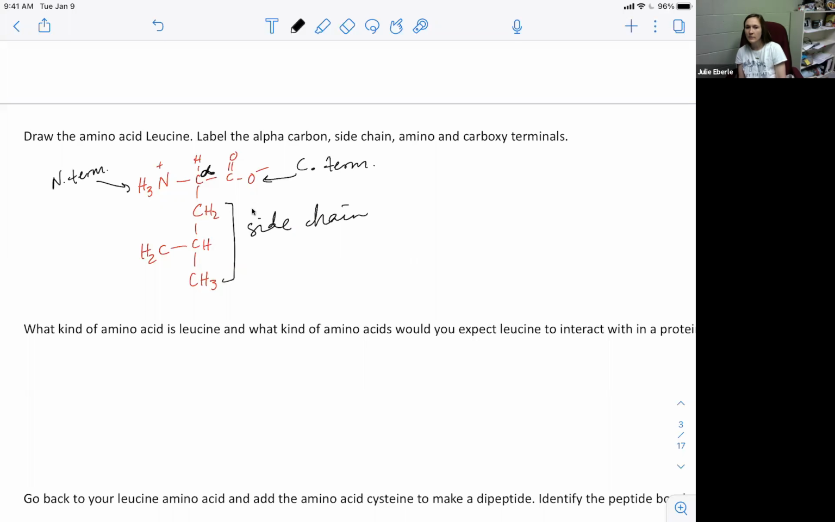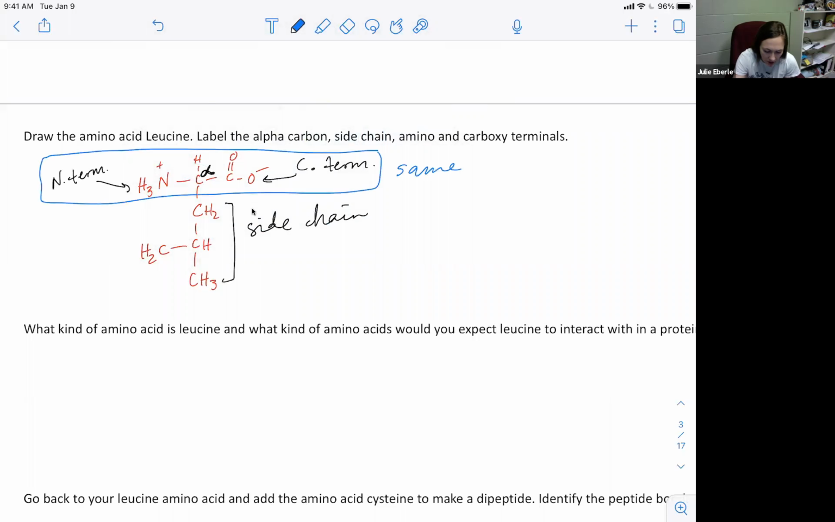Now remember the alpha carbon, I'll put a big blue box for every amino acid. This part is the same. This part does not change. It looks identical, but what changes is the side chain. Side chain is different. Amino acids.